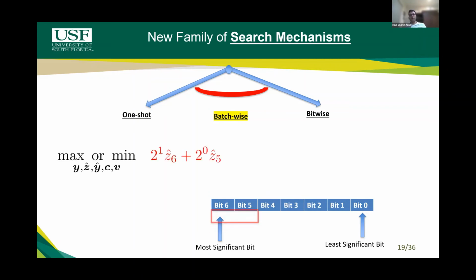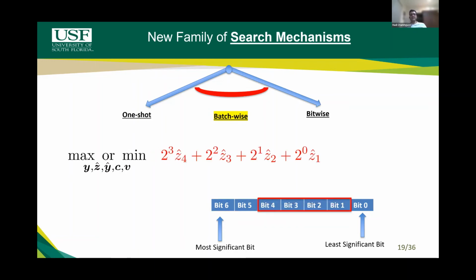For example, I can start from a batch that tries to find the value of bit number 5 and 6 together. In order to do that, you only need to optimize this function. Since bit number 6 is significantly more important than bit number 5, you need to give an exponential sort of coefficient to bit number 6, because you cannot sacrifice any value of bit number 6 for improving bit number 5. So this is the objective function. You solve this, and you will get the values of bit 5 and 6 together.